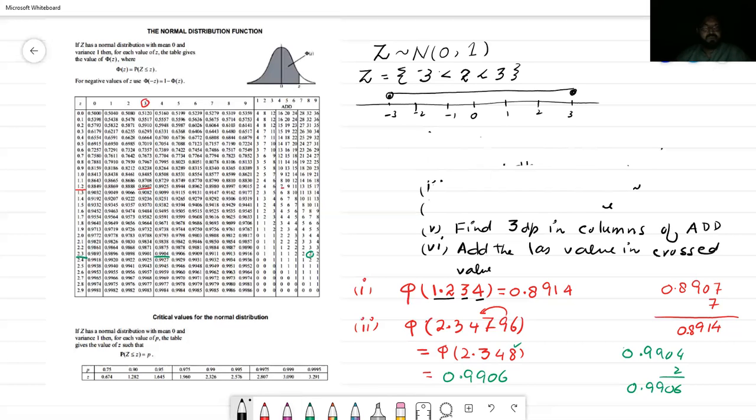Now, if I want to find the value of phi of 1.5, there are no other decimals, so you have to make it 3 decimal places. So 1.5, where is 1.5? That's the 1.5. The next number is 0.9332. You have to write the direct answer.